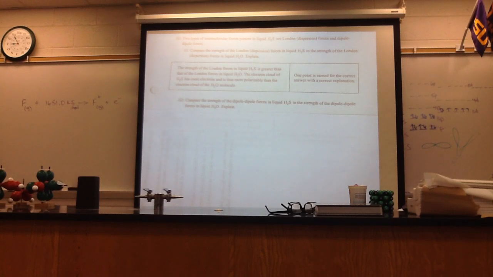H2S is a gas at room temperature, smells like rotten eggs. H2O is a liquid until 100 degrees. Okay? Telling me that the dipole-dipole attractions are pretty significant.